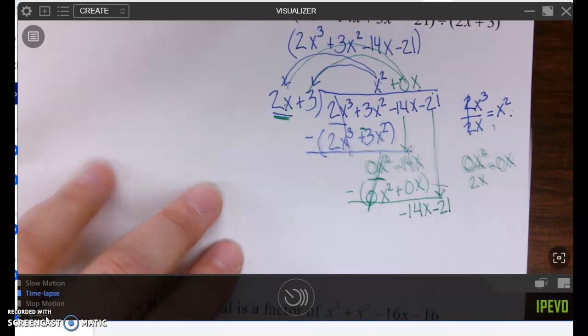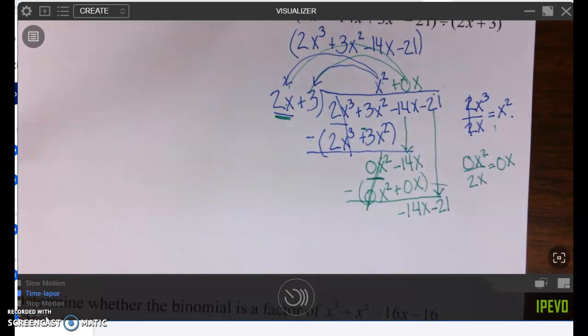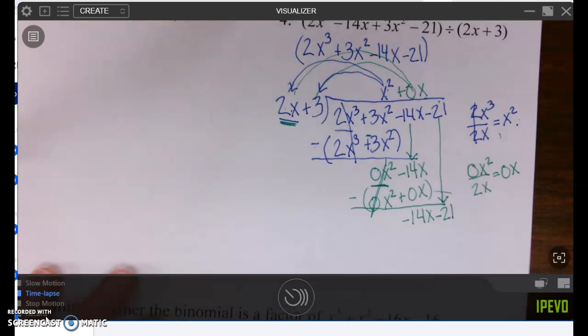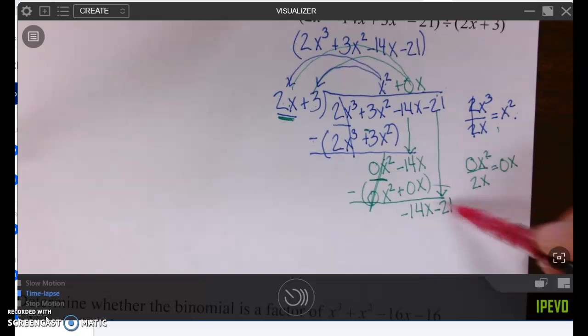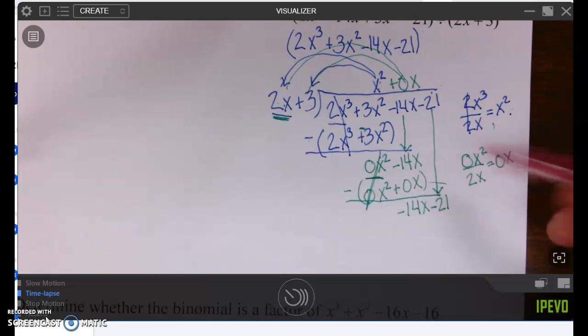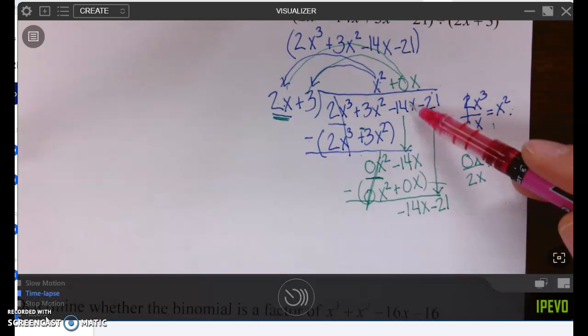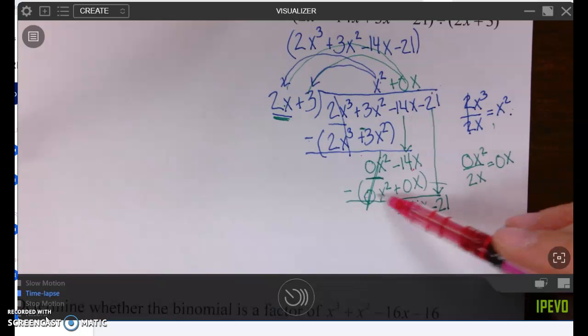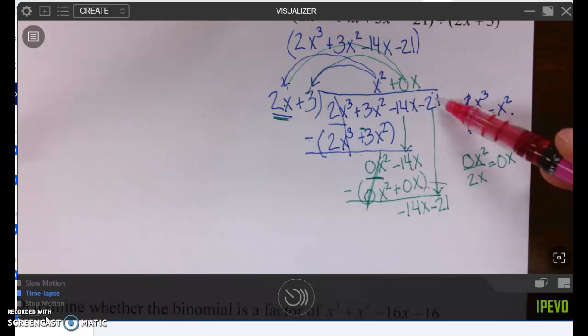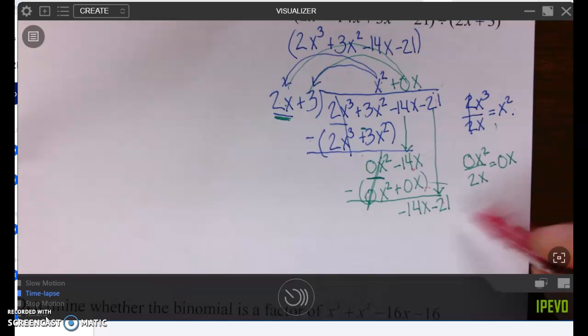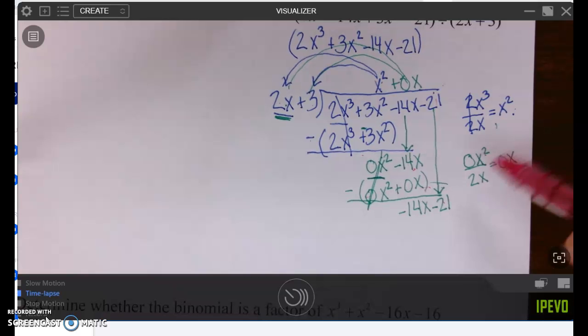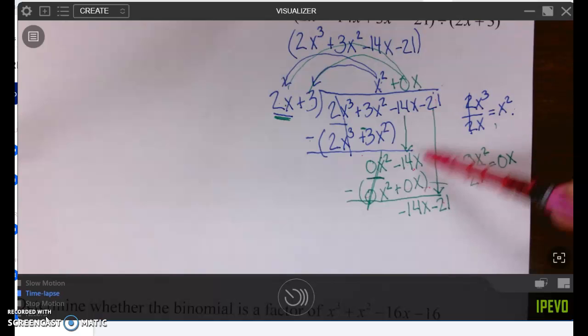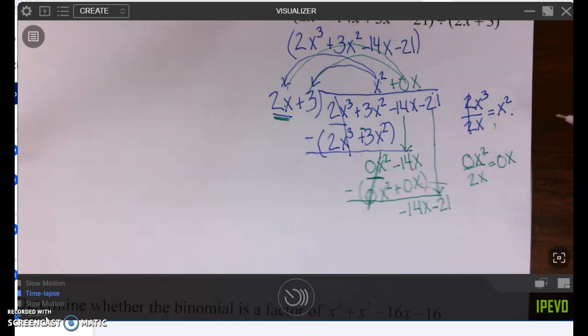Alright, so we're done with that step. Now, some of you might say we didn't need to do that step because a 0x is just nothing. That's true. So if you don't want to do this whole middle step because it's a 0x squared, you can cross them both out at this step, bring down your negative 14x, but because you're skipping the 0 step, you would also bring down the negative 21. So if you end up with nothing left over, you can bring the next 2 terms down, or you can show your work like I did.